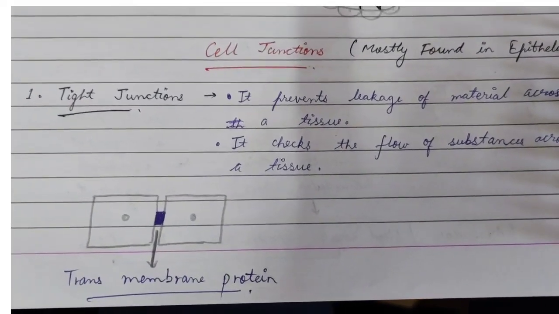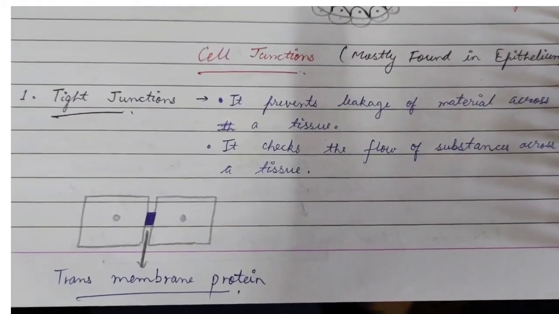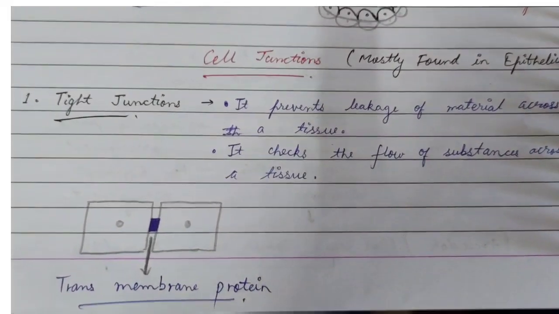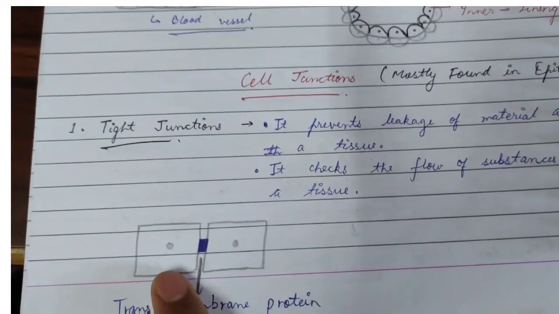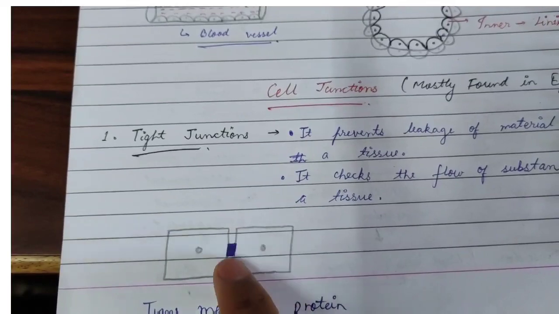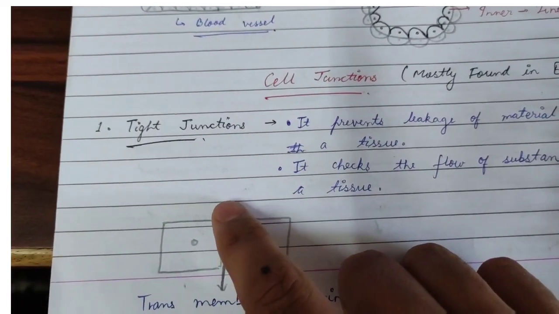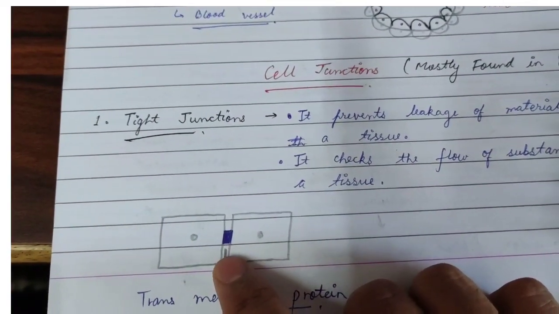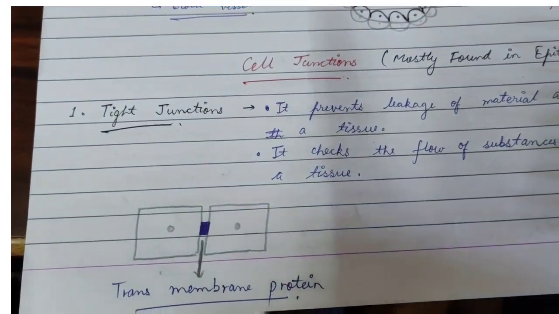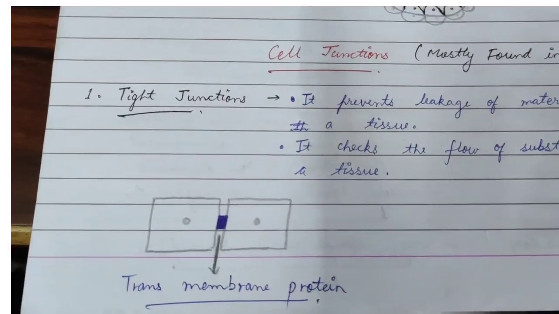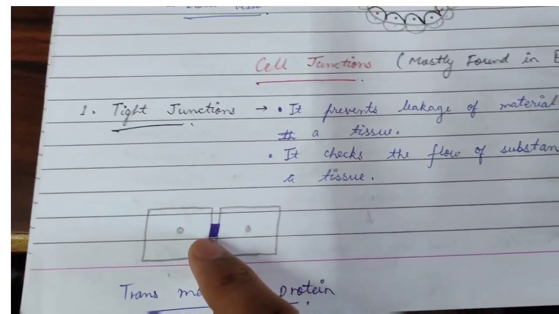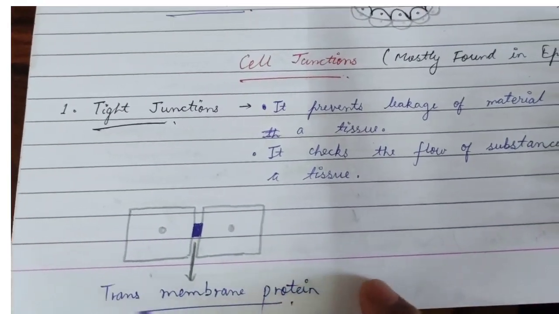Tight junctions basically prevent leakage of materials across the tissues, and also check the flow of substances across the tissue. See here, these are two epithelial cells. Now there is a very little intercellular space, so when intercellular matrix flows through this, a large amount of protein gets accumulated here, and when it is accumulated here, then it forms a tight junction. Okay, this is a transmembrane protein.